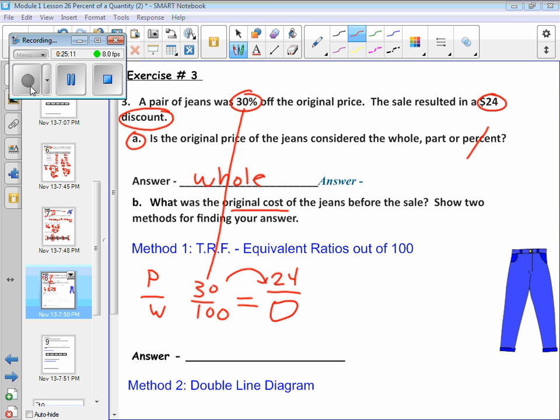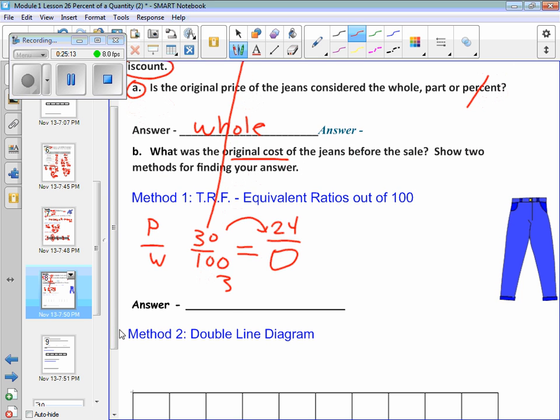Brittany? Yeah, 3/10. Good job. Now we can do it. Aileen, try again. 3 times what makes 24? Mallory, help her out. It's 3 times 8. Mallory, 10 times 8. $80 is the original cost of the jeans.